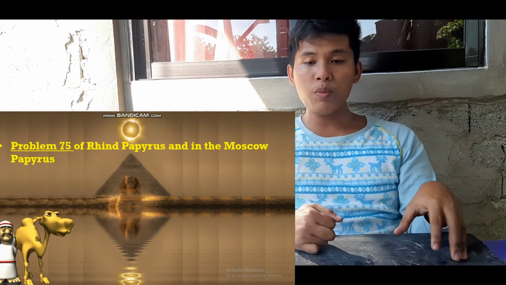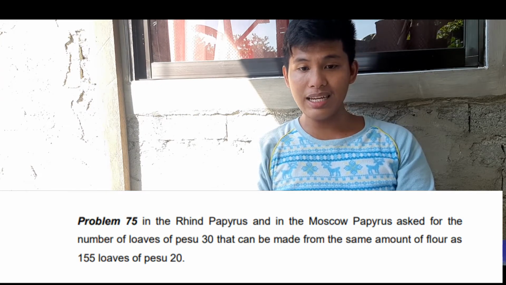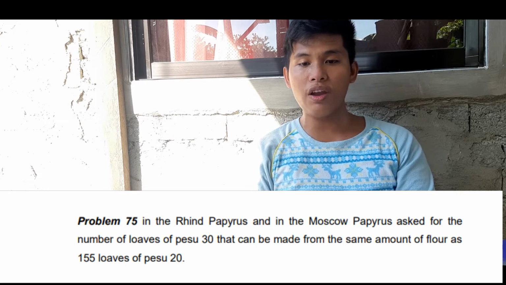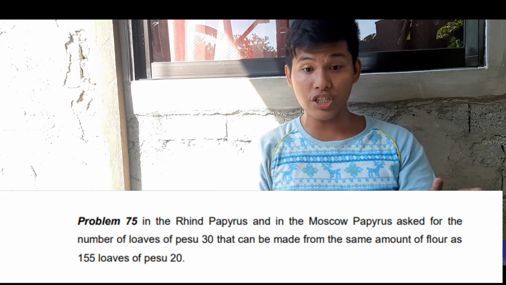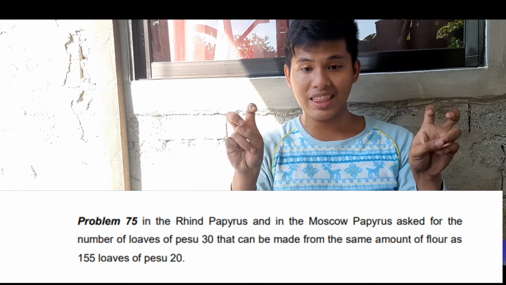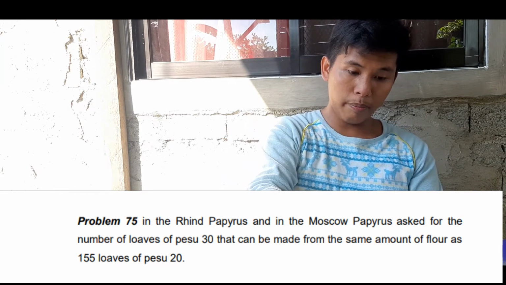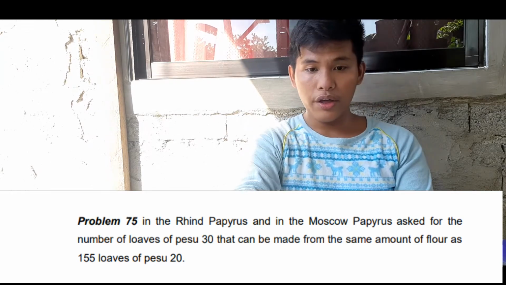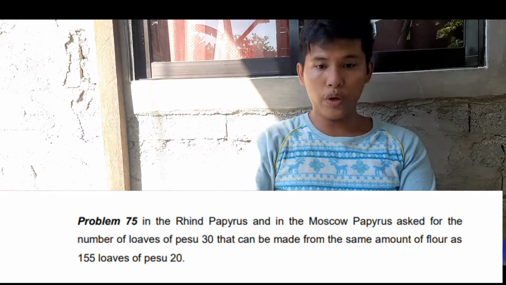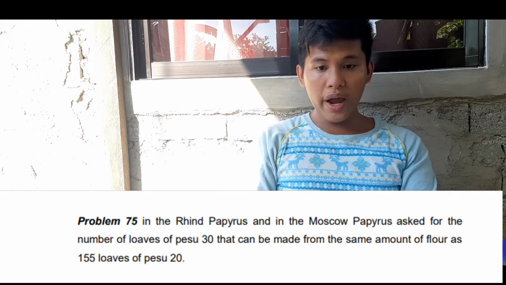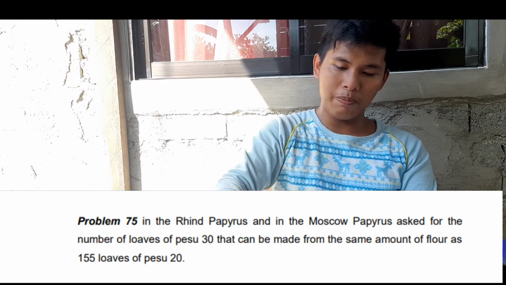The next problem is problem 75 of the Rhind Papyrus and in the Moscow Papyrus. The problem asked for the number of loaves of peso 30 that can be made from the same amount of flour as 155 loaves of peso 20. Peso is the Egyptian measurement for the inverse strength of bread and can be expressed as the number of loaves over the number of hekats of grain. A hekat is a dry measurement approximately equal to 1/8 of a bushel.